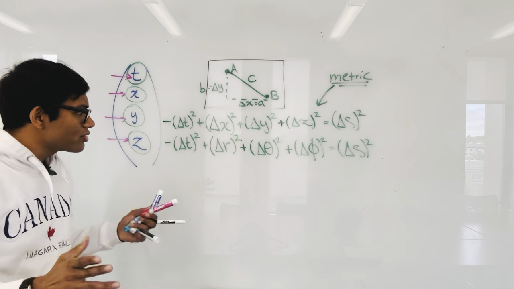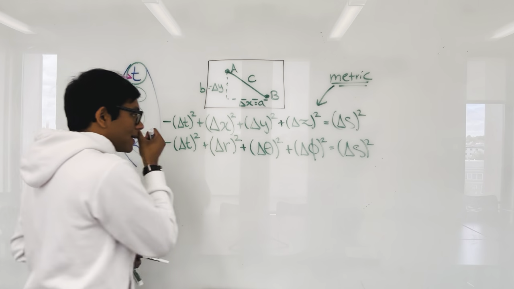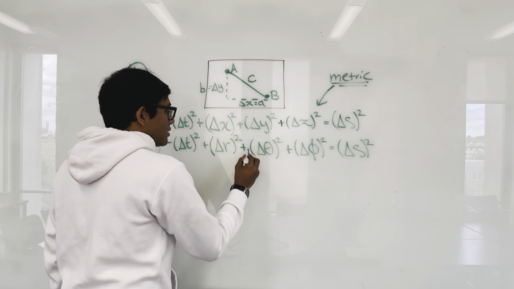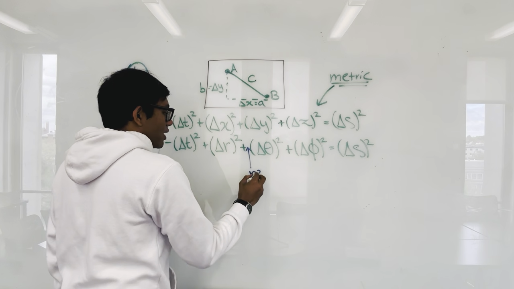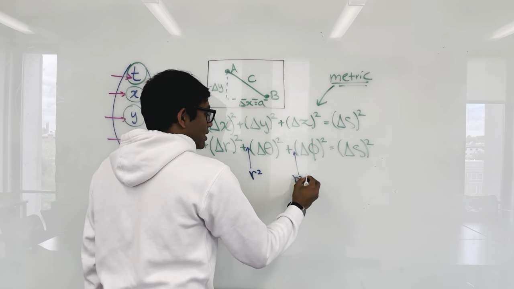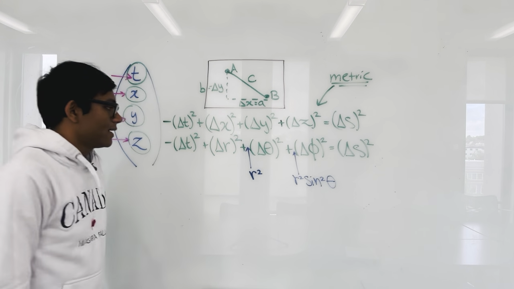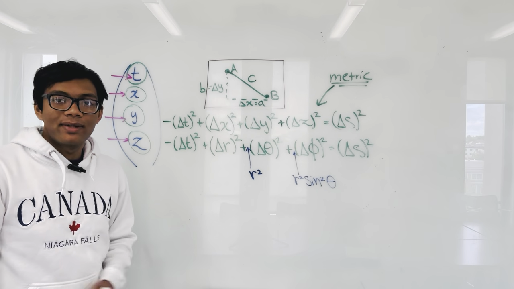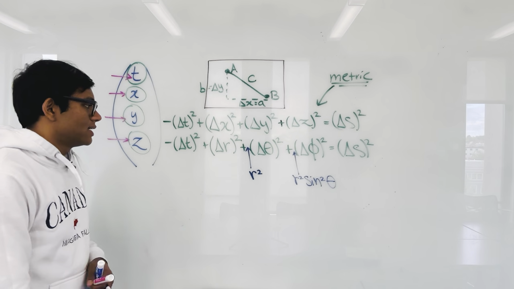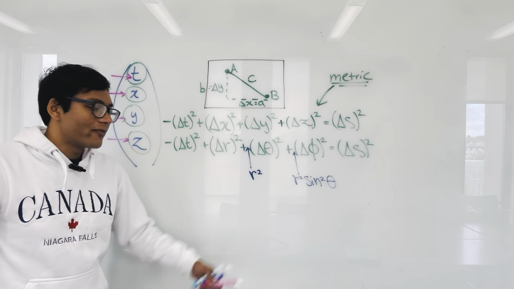Now this is very close to the correct answer, but not quite. See, there's a small correction I have to add here. Here, I have to add an r squared, and here, I need to add an r squared sine squared theta. Now this would be the correct metric for spherical coordinates. Why did I need to add an r squared and r squared sine squared theta? Where did these come from?